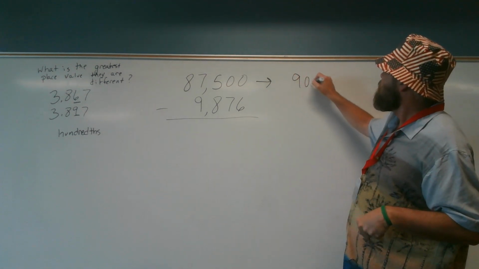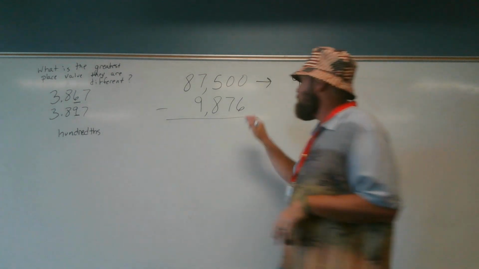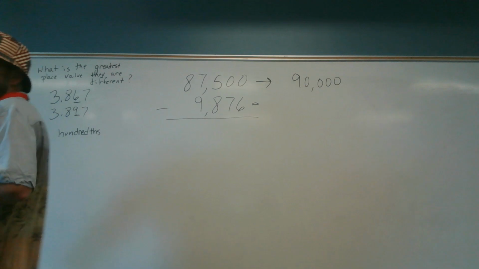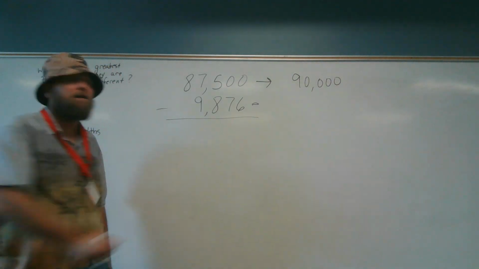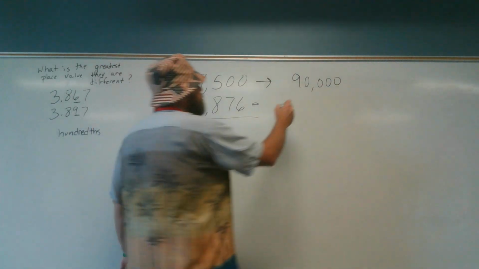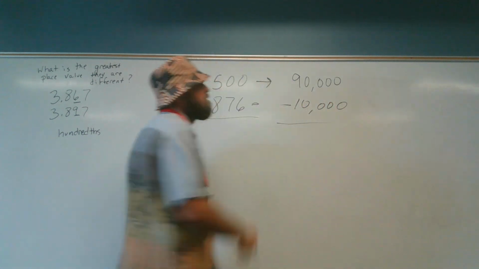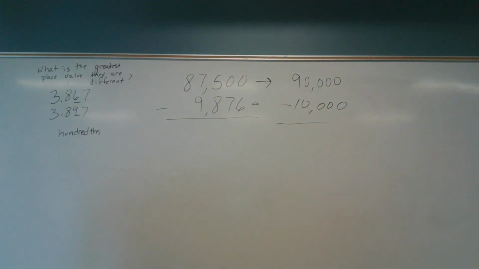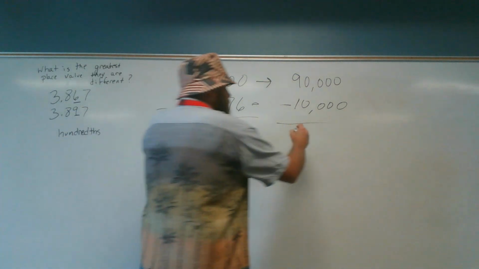90,000. Because if I have all these zeros here, it makes it easy to subtract. Bassett, I have 9,876. What might I change that to, so that I can subtract it from 90,000 in my head? 10,000. Yeah. Bassett, what is the difference between 90,000 and 10,000? 80,000. Could do that in my head.